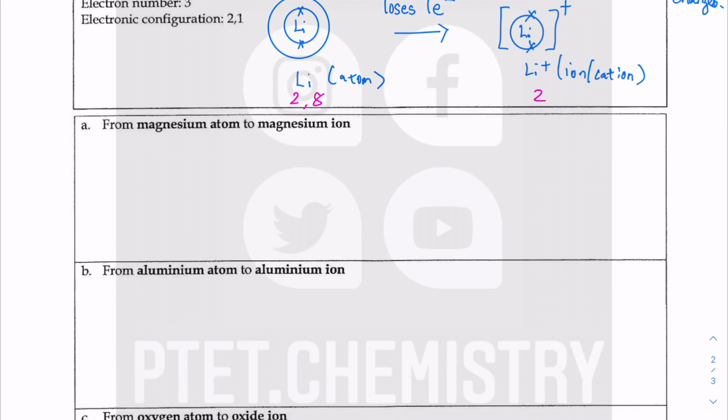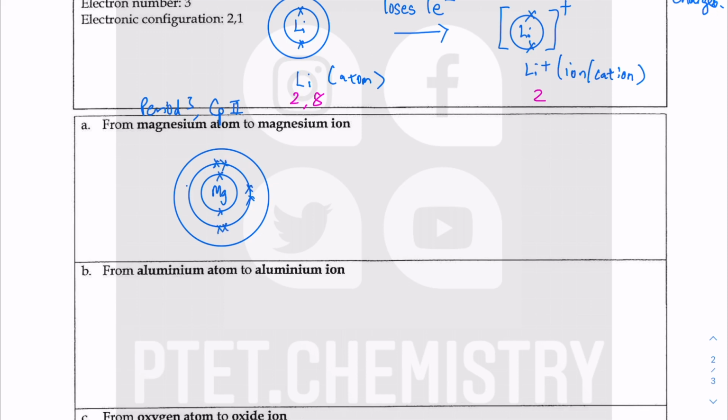The next thing, magnesium atom. Magnesium is period 3, group 2. So I will have 3 shells, because it is from period 3: 2 in the first shell, 8 in the second shell. Period 3, the third shell is the outermost. It has 2 electrons in the outermost shell. So this one is 2,8,2.